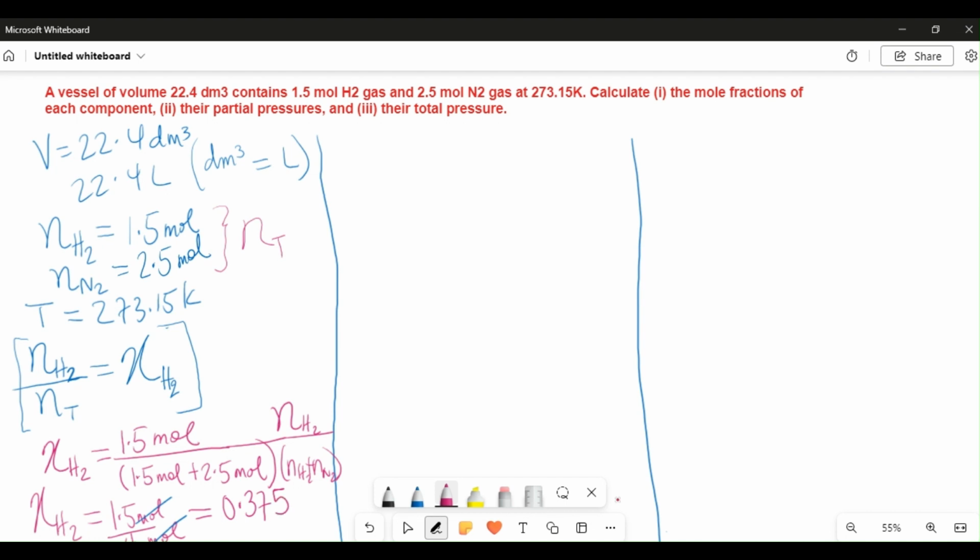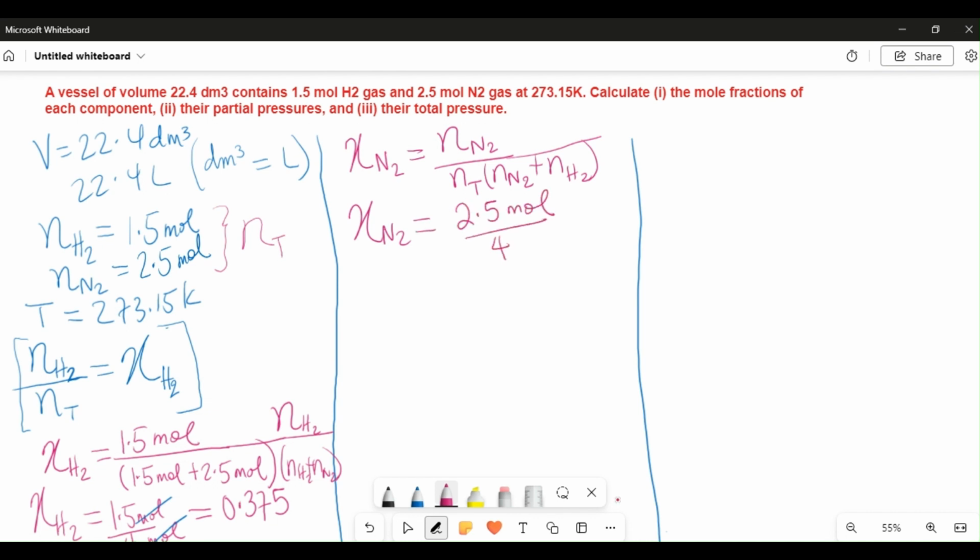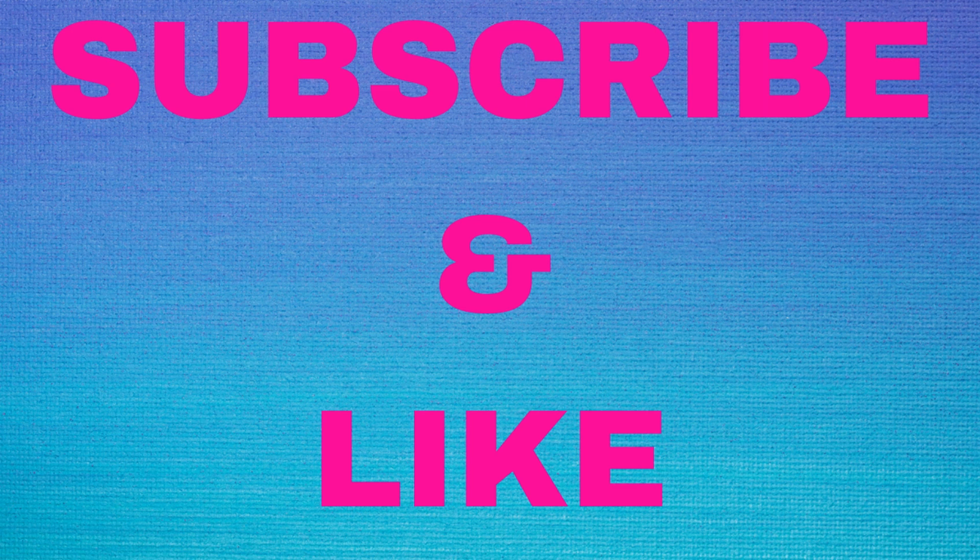Now, the second one is to find the mole fraction of N2 gas. So that would be XN2, which is the number of moles of N2 gas divided by the total number of moles, or nN2 plus nH2. We're just replicating the same thing here. So the number of moles of N2 gas would be 2.5 mole divided by 4.0 mole. And when we put this in the calculator, we get 0.625. So now we have both pieces of information. Now we're asked to find the partial pressures and the total pressure.